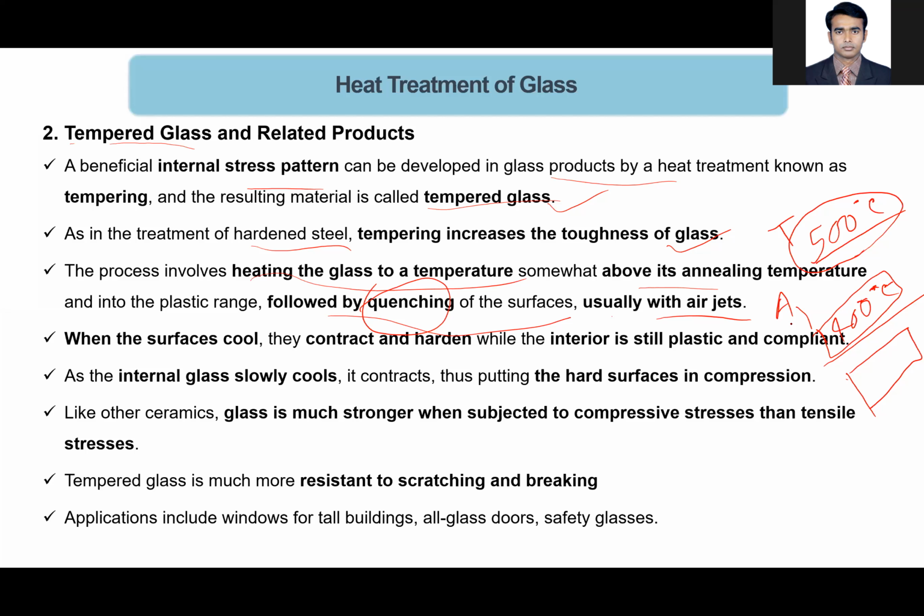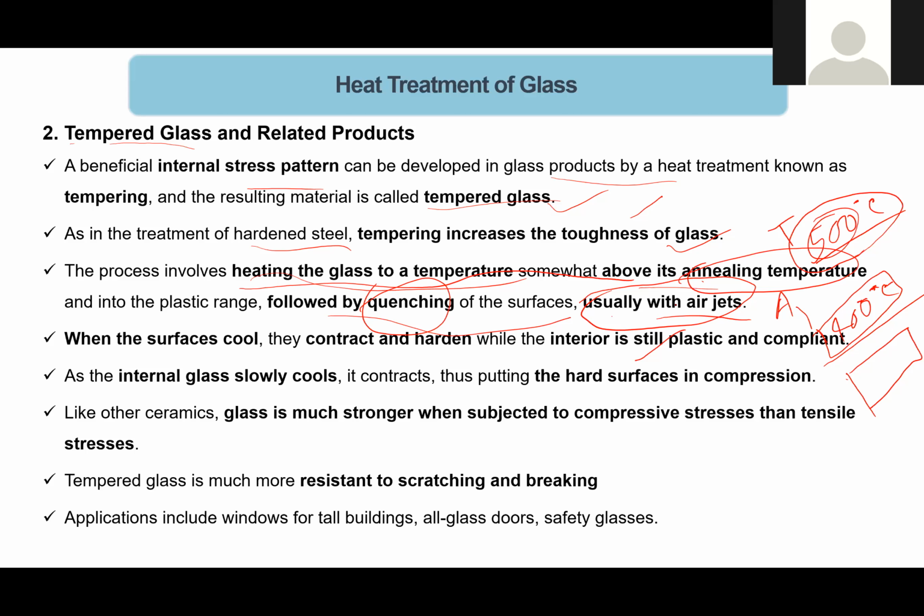For glass, we usually use air jets for quenching. The brittleness depends on the cooling from the melting point temperature to the room temperature. In this case, we heat the glass to a temperature somewhat above the annealing temperature. Annealing temperature is not the melting point temperature of the material. So this cooling will not be similar to rapid cooling from the melting point temperature to room temperature.